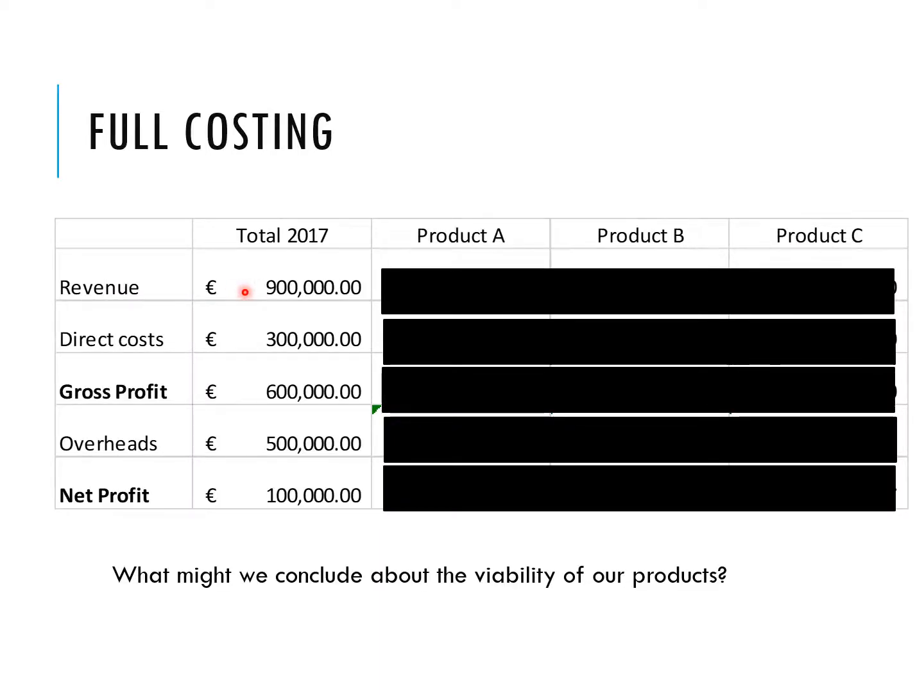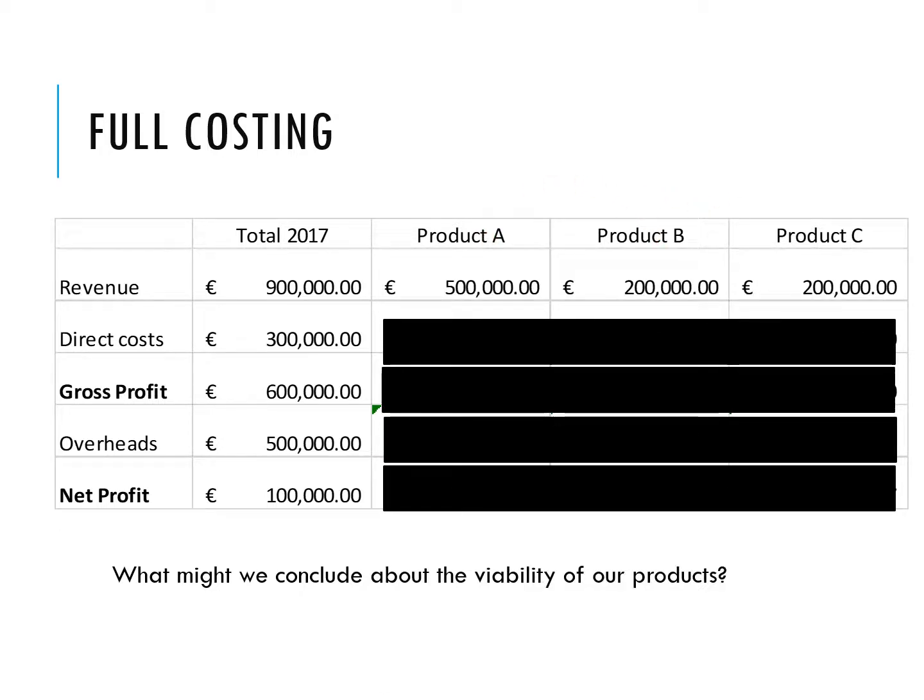Here I have a revenue, 900,000, direct costs or variable costs, cost of sales 300,000, giving me a gross profit of 600,000. My overheads or fixed costs are 500,000, so I'm making a net profit of 100,000 across my three products. So using the full costing approach, what I want to do is see how profitable these products are individually.